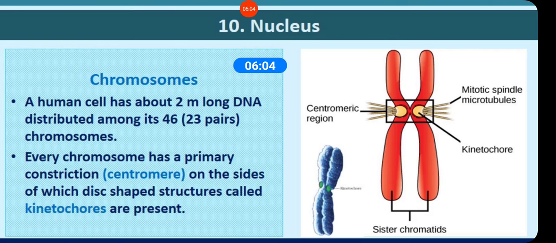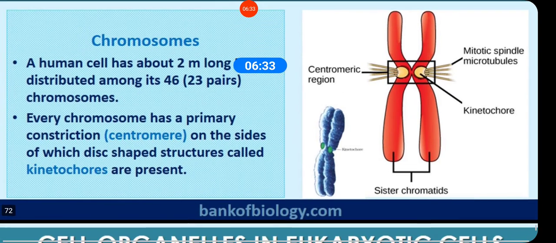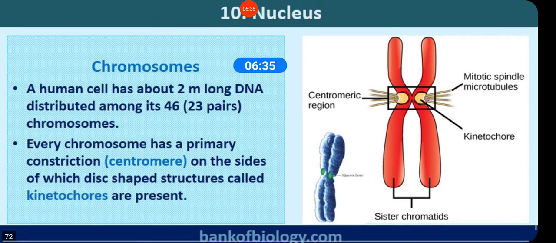When we study the structure of genes, you know very well, they are made up of base pairs. Every chromosome has a primary constriction which is called the centromere, on the sides of which a disc-like structure is there which is called the kinetochore. You can see the labeling in it. You can see the kinetochores on the sides of the centromere. Fine. So these two arms of the chromatids are called sister chromatids. We have already discussed it.